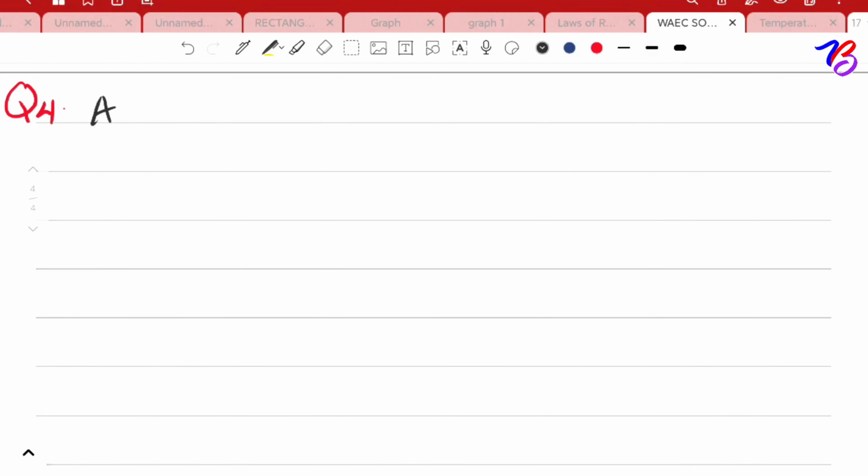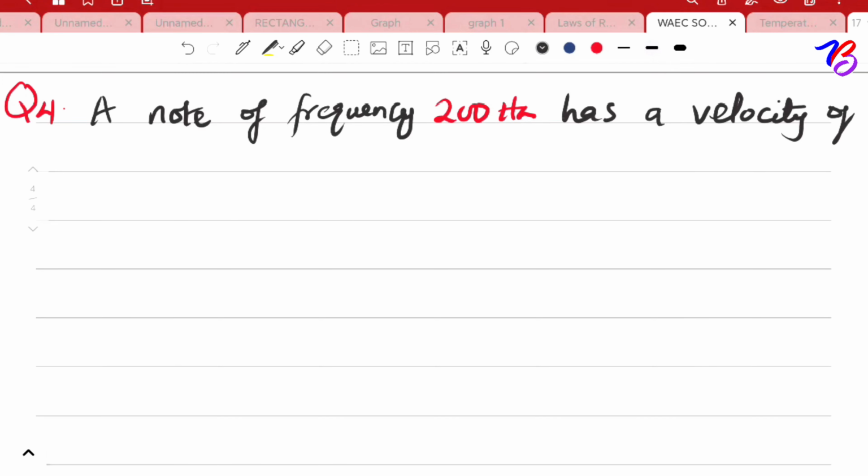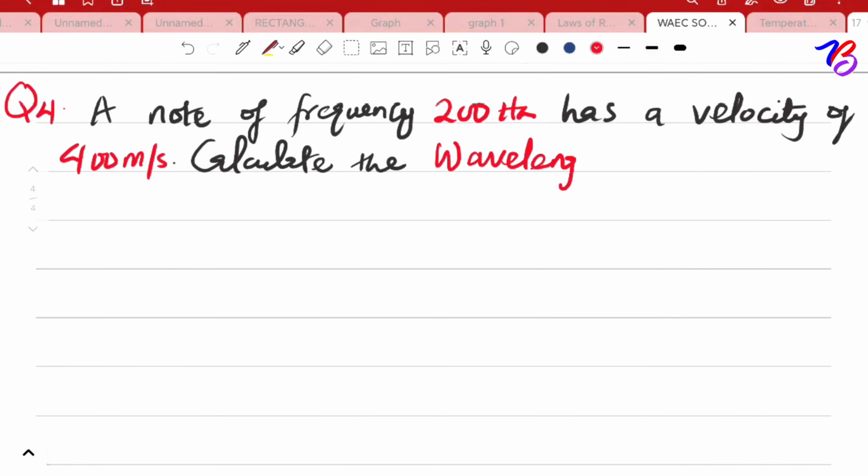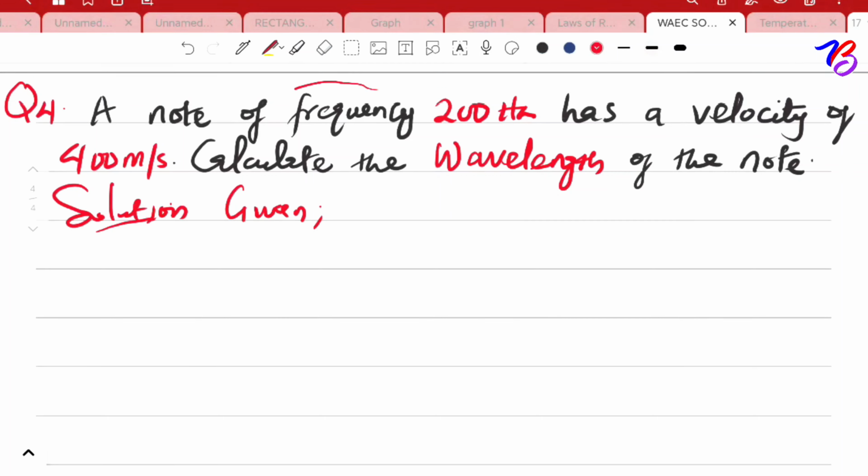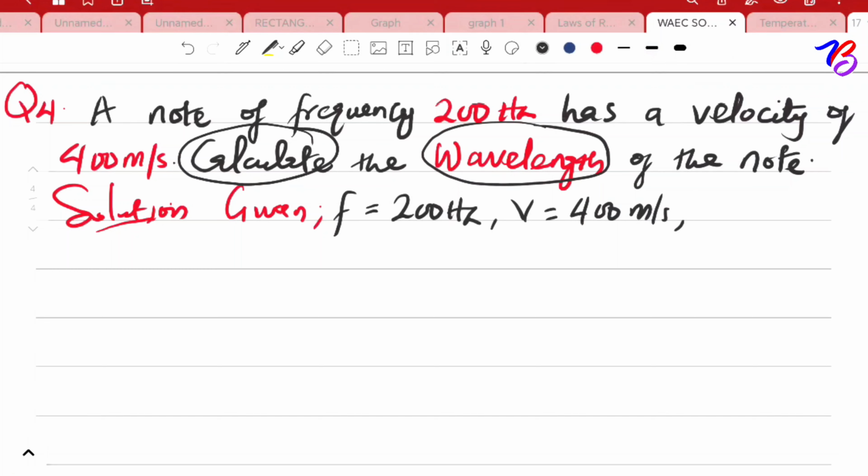Alright, here's another question before us. A note of frequency 200 Hertz has a velocity of 400 meters per second. Calculate the wavelength. The components are frequency, velocity, wavelength. So, solution. Given data include our frequency to be 200 Hertz, so we write F is equal to 200 Hertz. Then we're given velocity to be 400 meters per second, so our V is equal to 400 meters per second. Then we're asked to calculate the wavelength, so our lambda, which is the same thing as wavelength, is unknown.